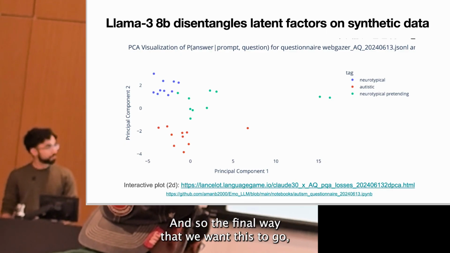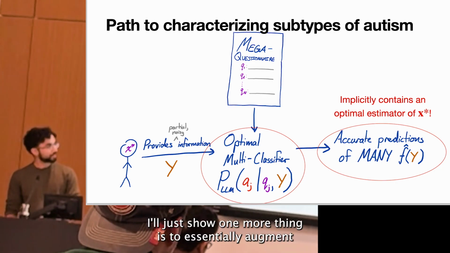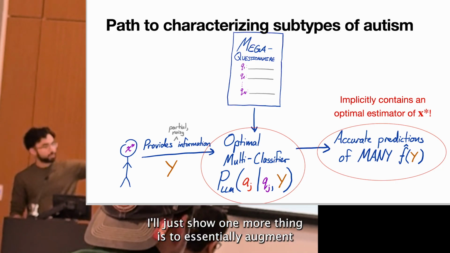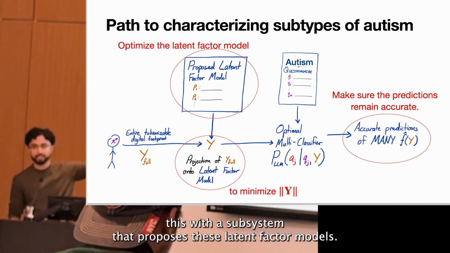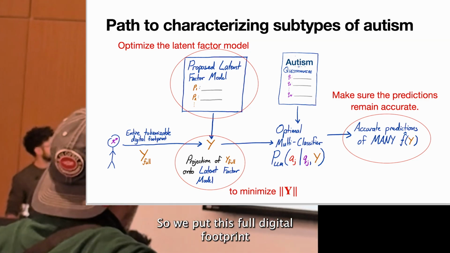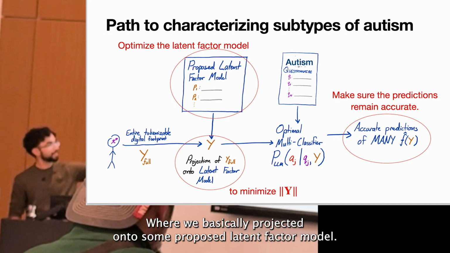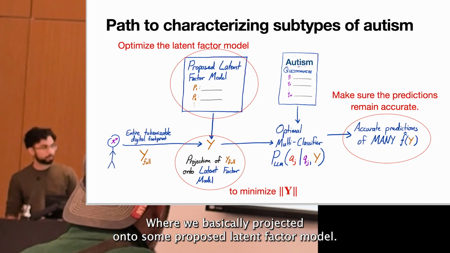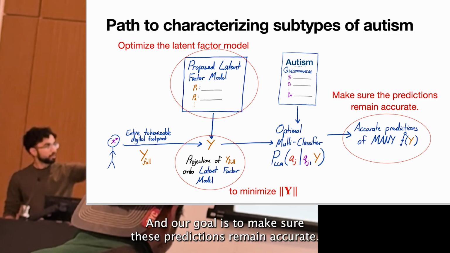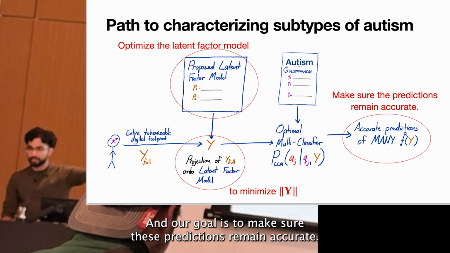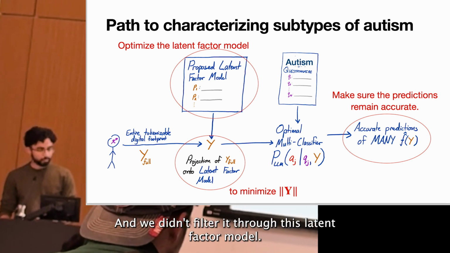And so the final way that we want this to go, I'll just show one more thing, is to augment this with a subsystem that proposes these latent factor models. So we put this full digital footprint of the person through a bottleneck, where we project it onto some proposed latent factor model. We take that projection, feed it into the multi-classifier, and our goal is to make sure these predictions remain accurate. They're still the same as the original when we didn't filter it through this latent factor model.